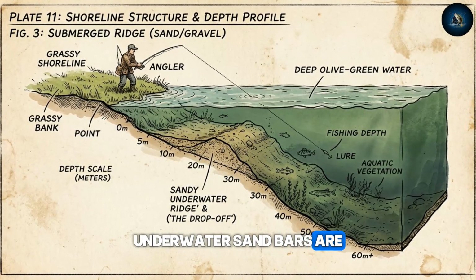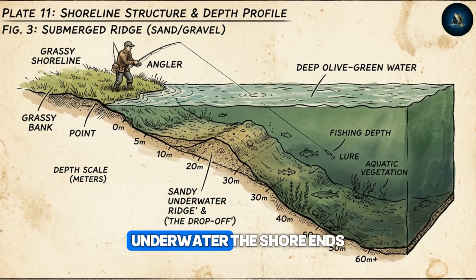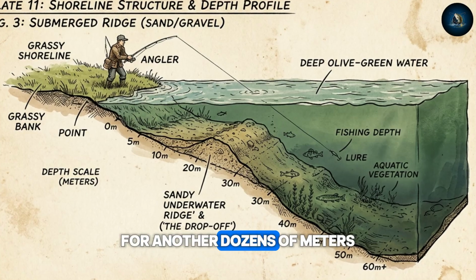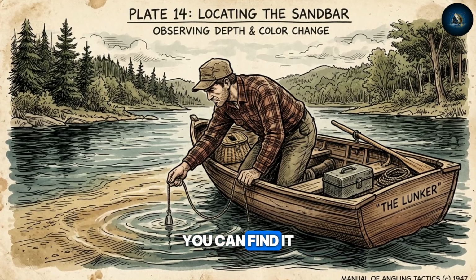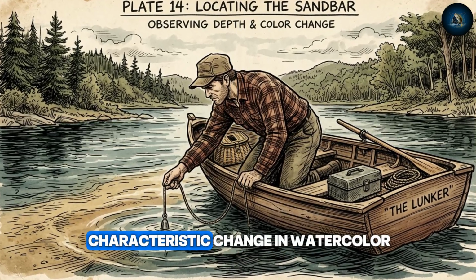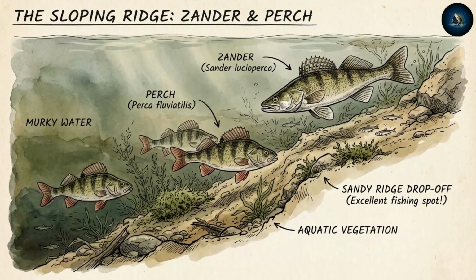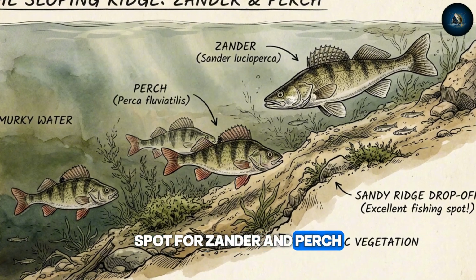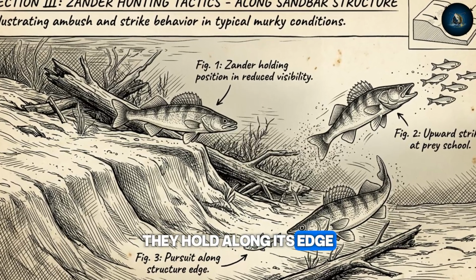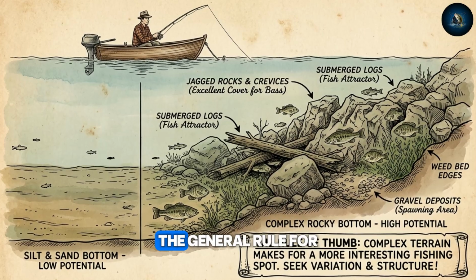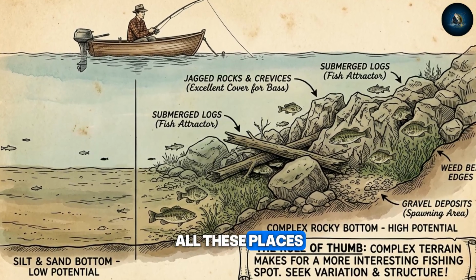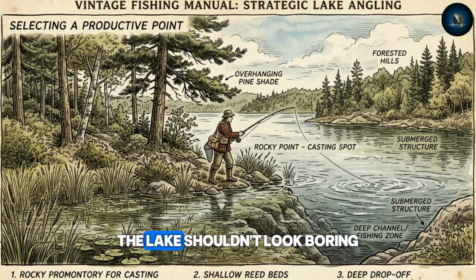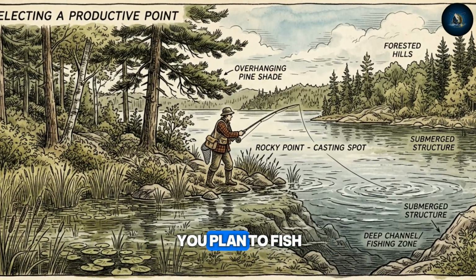Underwater sandbars are an extension of a point underwater. The shore ends, but the ridge continues under the surface for another dozens of meters. You can find it with the same marker weight or by a characteristic change in watercolor. A sandbar often turns out to be an excellent spot for zander and perch. They hold along its edge and attack in different directions. The general rule for all these places: the more complex the terrain, the more interesting the spot. The lake shouldn't look boring around the point where you plan to fish.